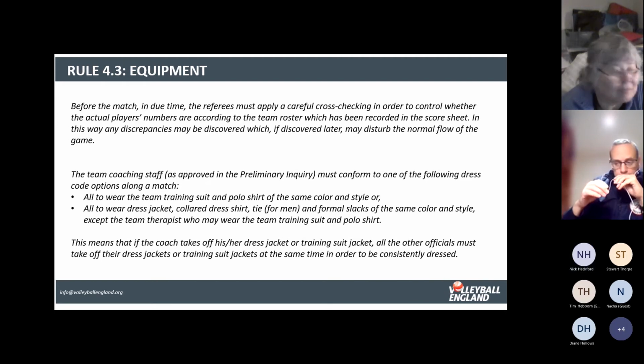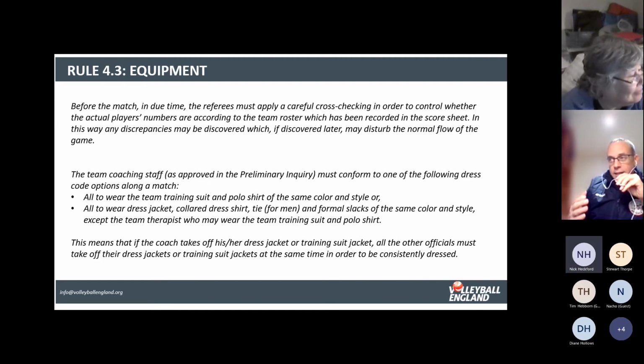So what the rules say is that they have to be all the same. And for example, it goes as far as to say if the coach takes off his jacket, then the assistant coaches have to take off their jackets as well. This is just a minor point, and it is just about the look and feel of the match. It makes things look right.